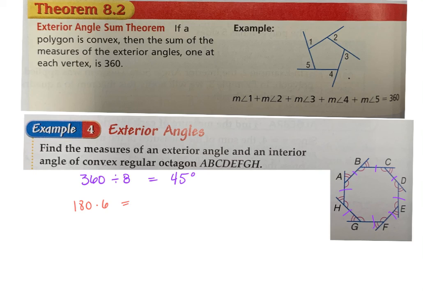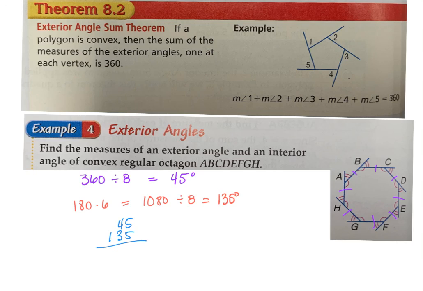6. Yep, 6 times 180, so 1,080. And I want one interior angle. That's all of my interior angles. I want one of them. What do I do with that 1080? Divide by 8. So what's one interior angle here? 135. All right. Now, I'm going to take my 45, and I'm going to add it to my 135.